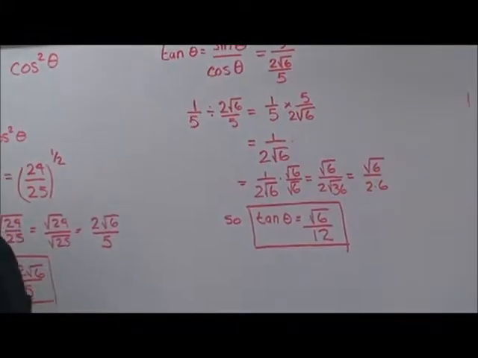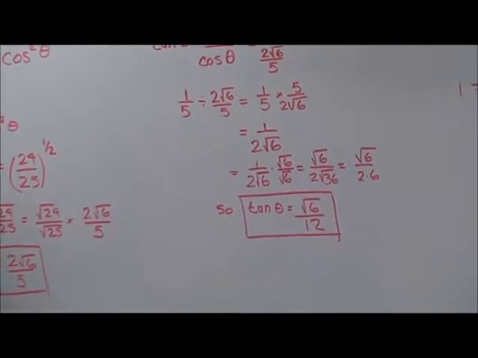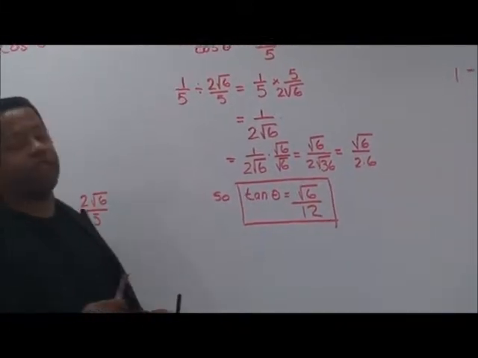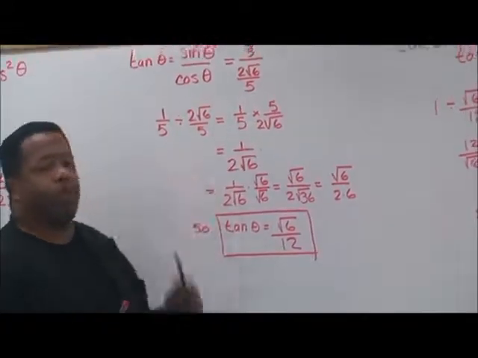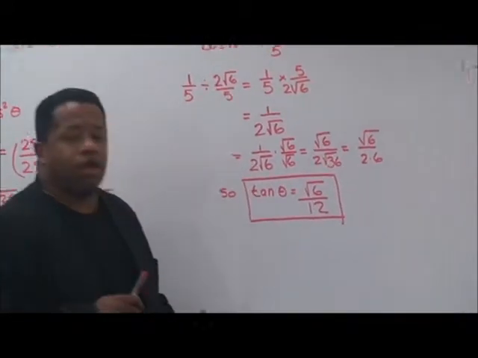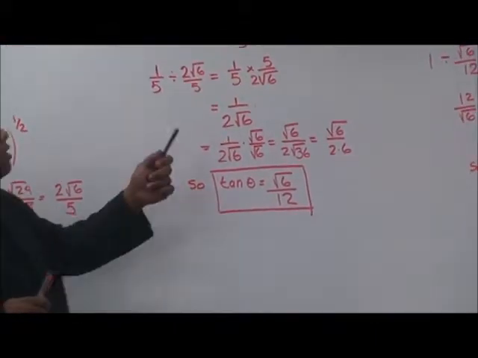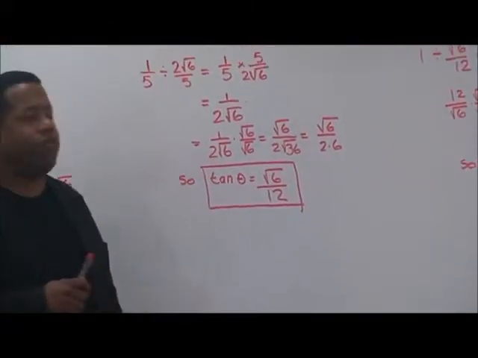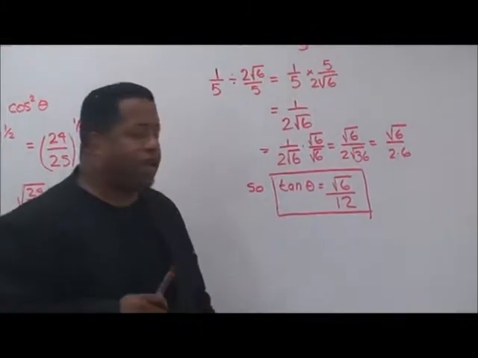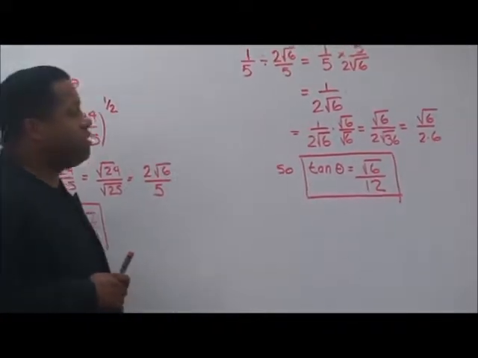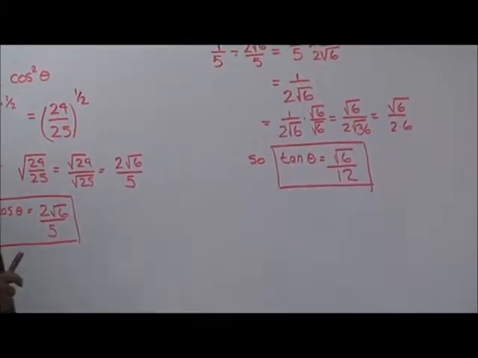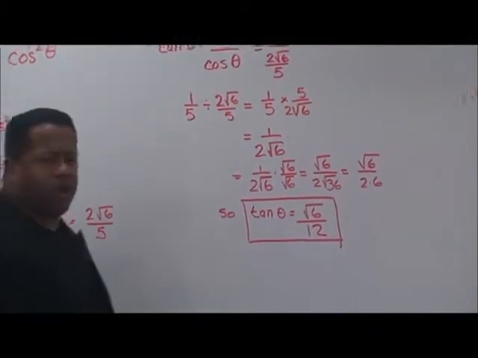Look what we have. We have a radical in the denominator, so you have to rationalize the denominator. Very, very important. After multiplying, you come up with 1 over 2 times the square root of 6. You rationalize the denominator and simplify it, and then you come up with tangent theta is equal to the square root of 6 divided by 12. Moving right along.